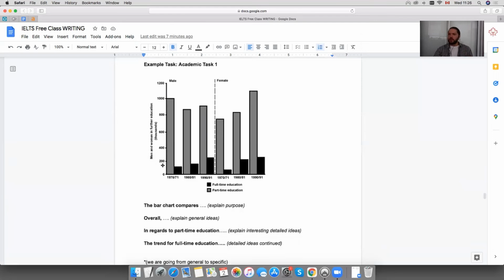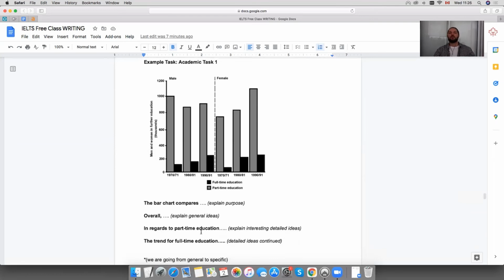So with that same question that we were talking about for the people in full-time, part-time education, let's look at how we would go from general down to specific. Very generally, what is the function of the graph? The bar chart compares the difference between men and women in full-time or part-time further education between the years of 1970 to 1990. Very, very general, but it's an overview of the information.